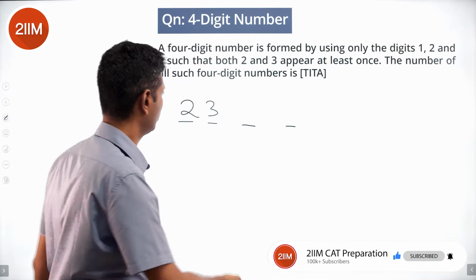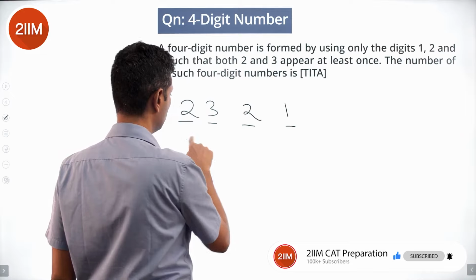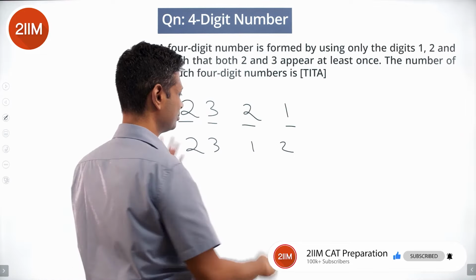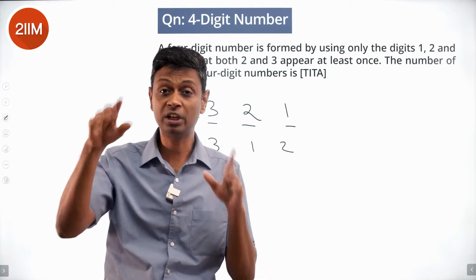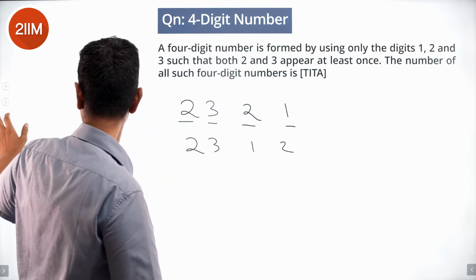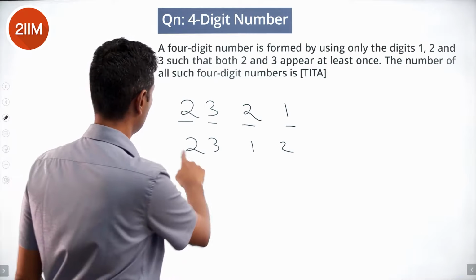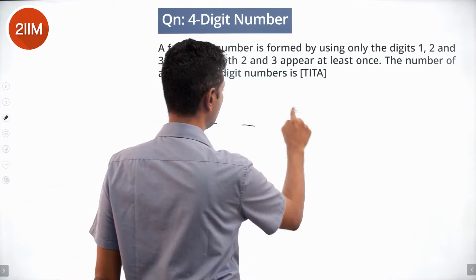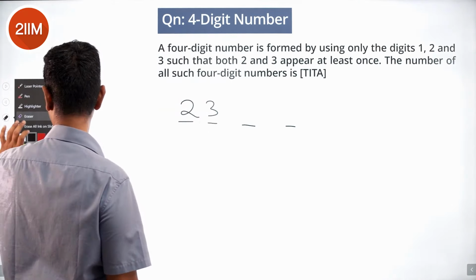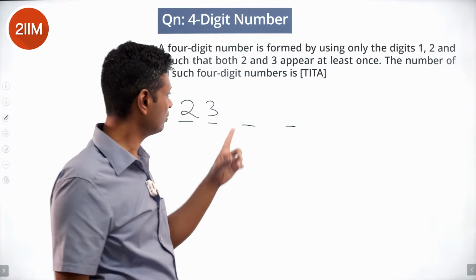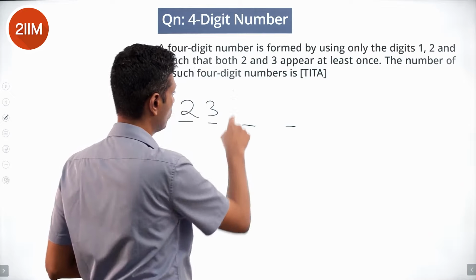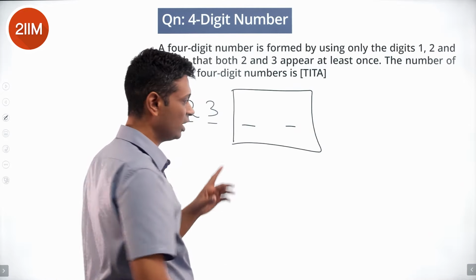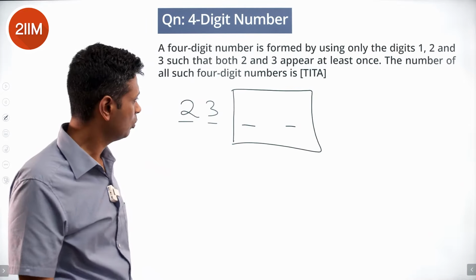So suppose I say 2, 3, 2, 1. Then I won't write 2, 3, 1, 2. Both are the same. I'll think about 2, 3, 2, 1 and then think about in how many ways we can rearrange that. So two of the digits are 2 and 3. So get worried about only the remaining. And so these could come from 1, 2, and 3. So these digits, this combo. Worried only about this.